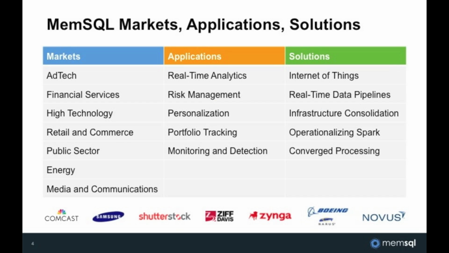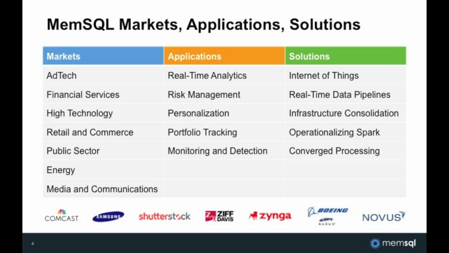A little bit about where MemSQL is currently applied. MemSQL can be applied into many markets, applications, and solutions. Just looking here at this slide, some examples of markets. The common theme for all the markets are really where data is collected and insight is required on that data. So examples are ad tech, financial services, energy, media, etc.